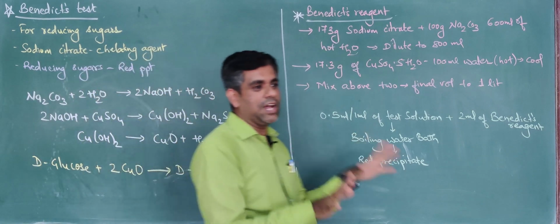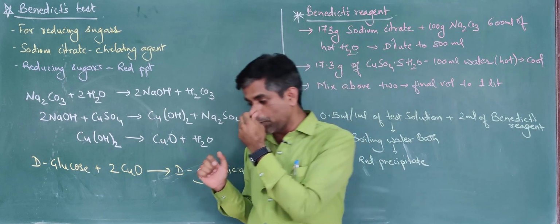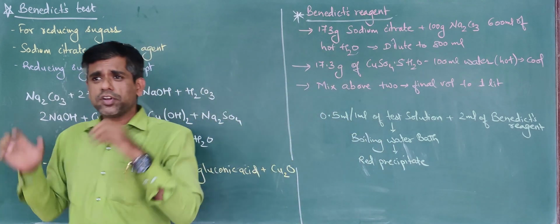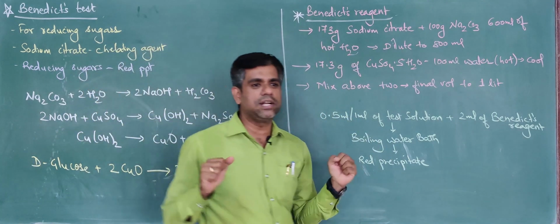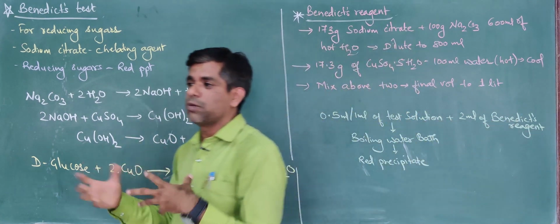there is a certain amount of carbohydrate present in it, say you have performed the Molisch test or the Anthrone test, and you have come to a conclusion that yes, my given sample contains some kind of carbohydrate, but I am not sure which kind of carbohydrate is present.